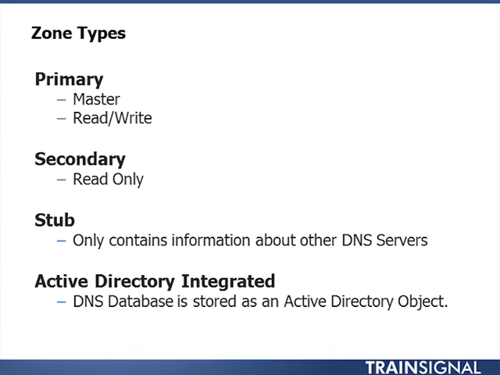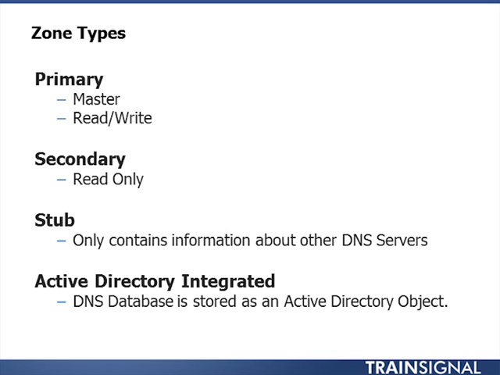Now, there are many different zone types. The traditional types of zones are what's called primary and secondary. And a primary zone is your master read-write copy of the zone. In other words, in that zone is where your database is going to be of your names and IP addresses. So if you are a DNS server that is hosting a primary zone, that means that you can actually make changes.